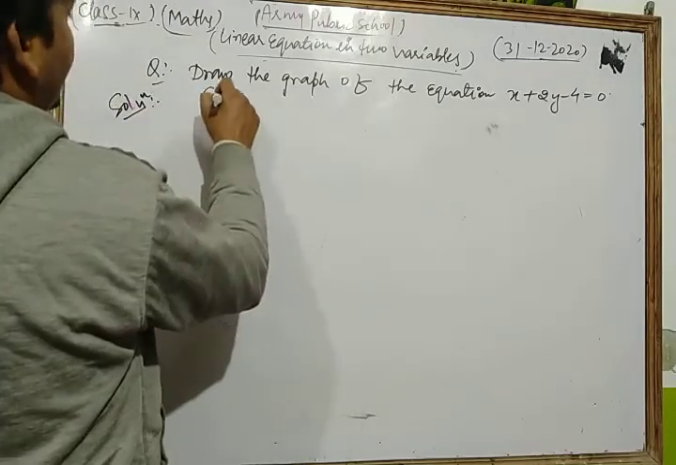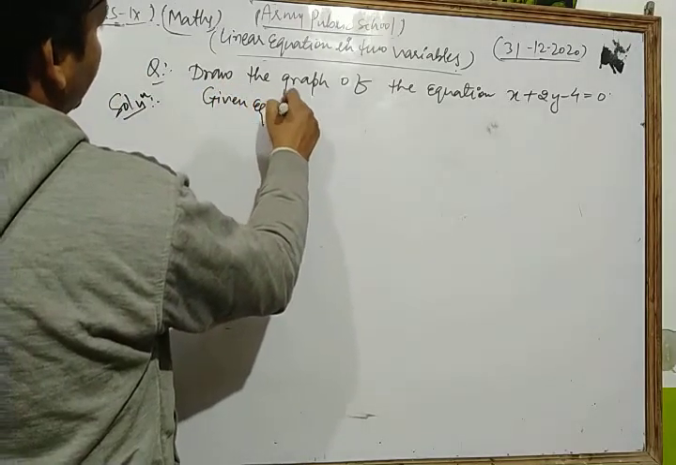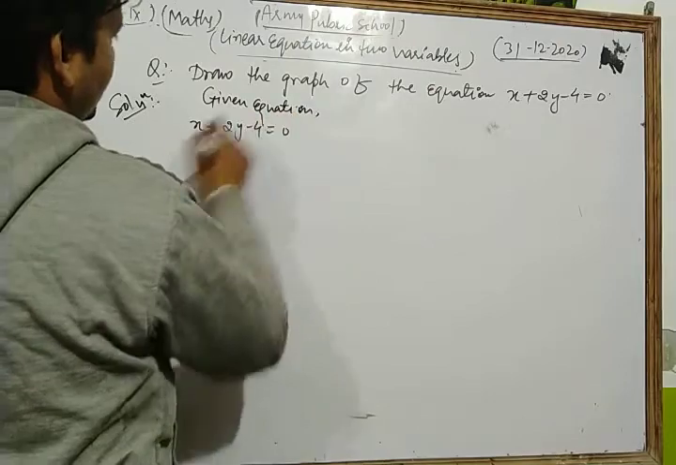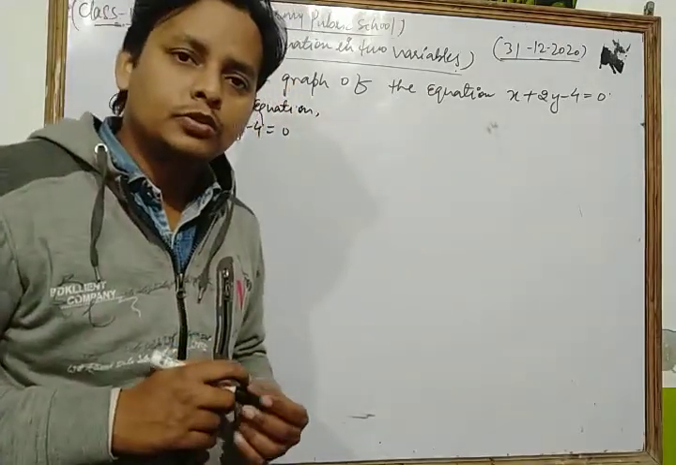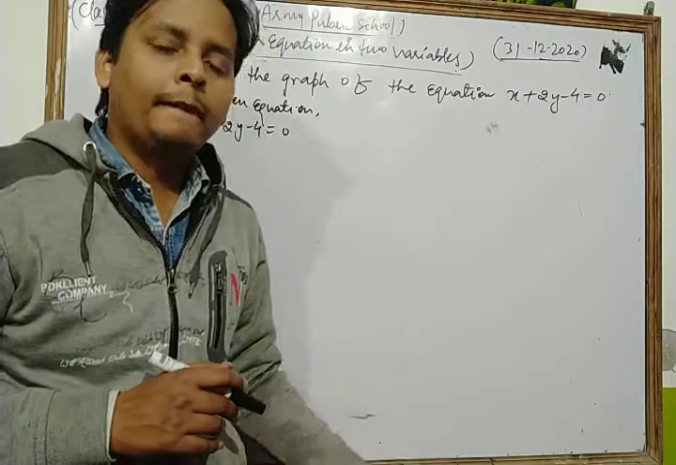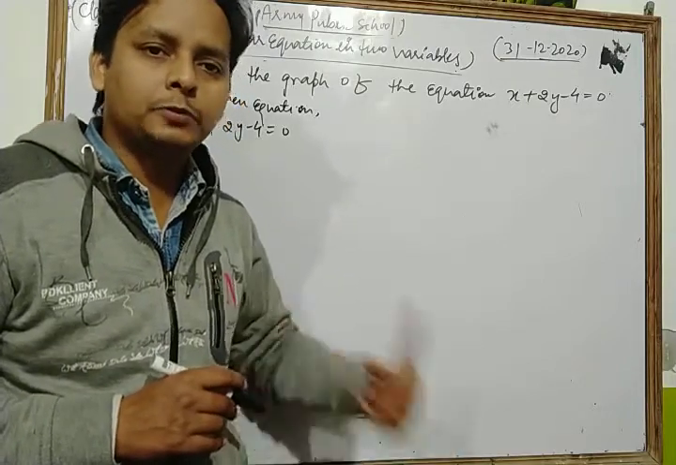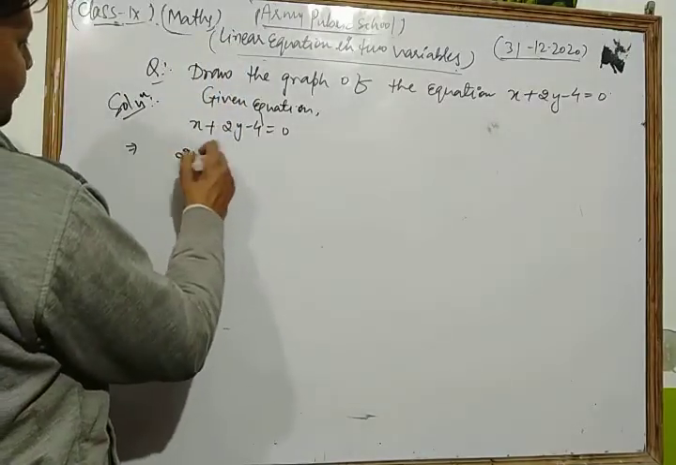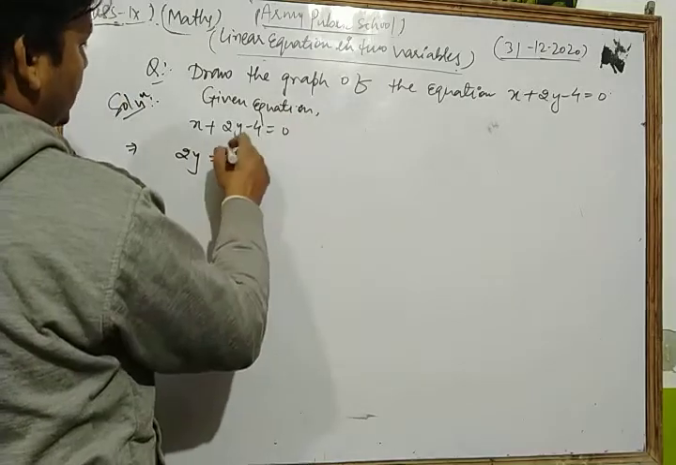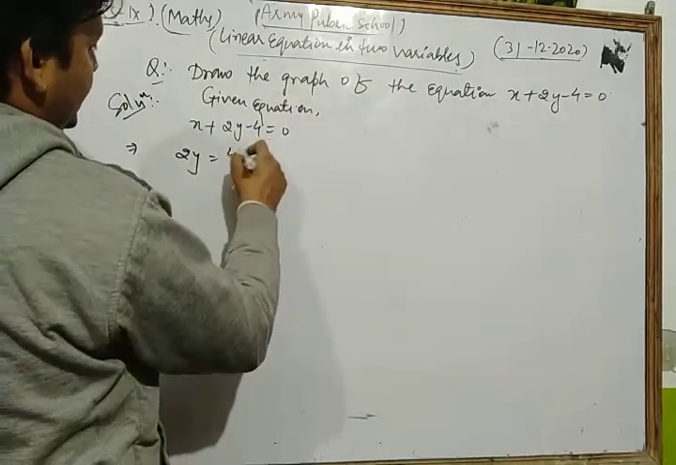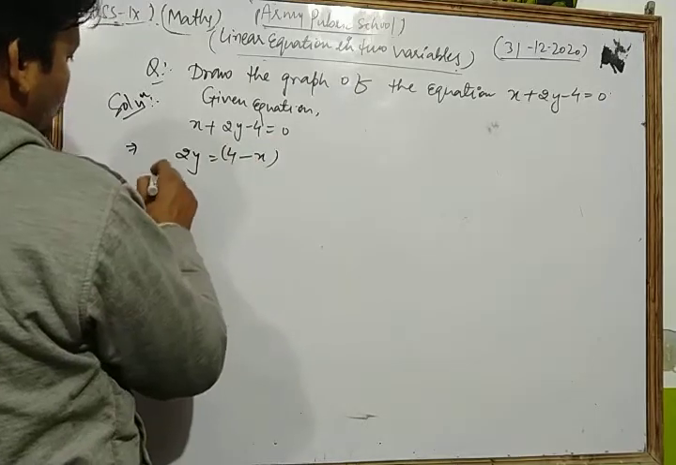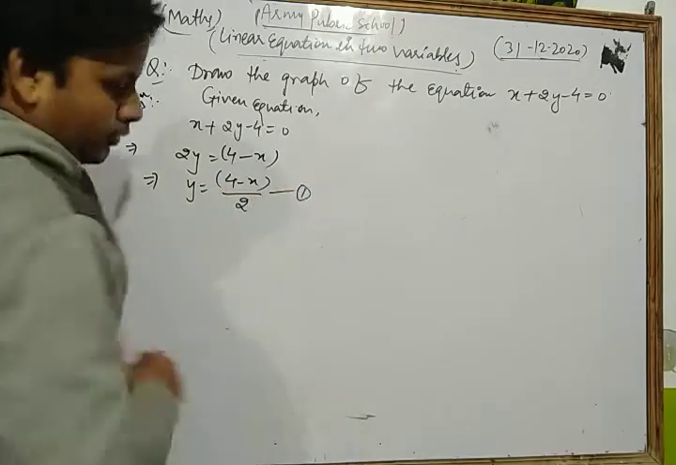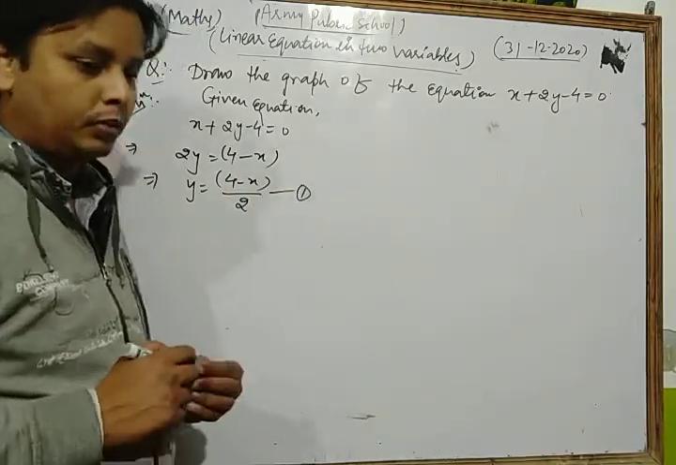First of all, we write the given equation, x plus 2y minus 4 is equal to 0. Now in the first step we express y in terms of x. So we get 2y is equal to, this 4 transfers to that side, so plus 4, and plus x transfers to that side, so minus x. So y is equal to (4 minus x) upon 2. Take this as equation number 1.